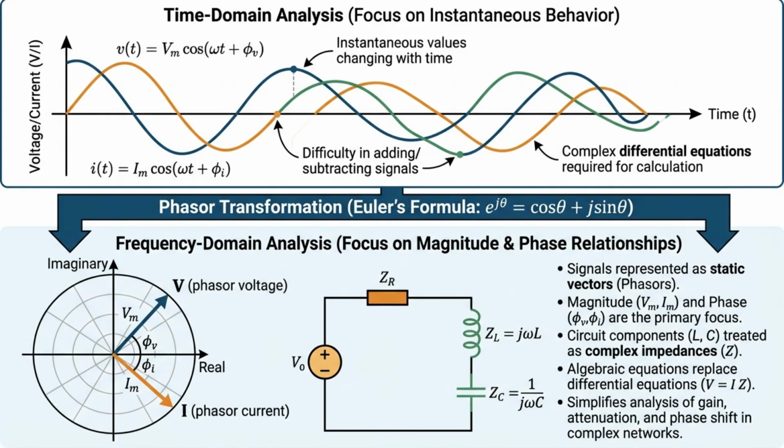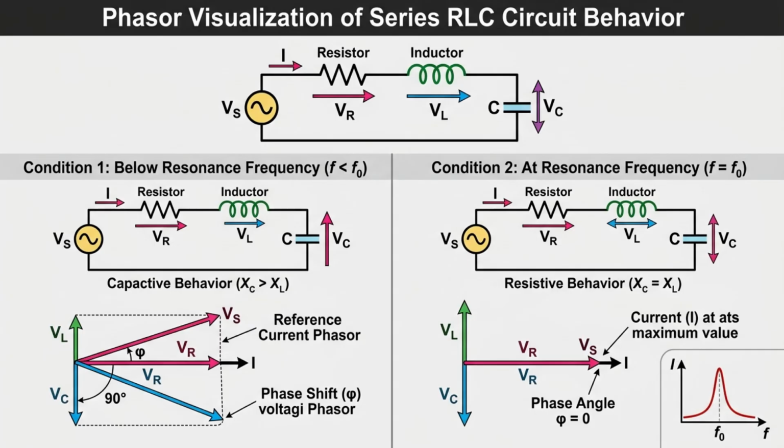It becomes easier to predict how signals propagate through complex networks and how different components affect phase shifts and amplitude changes. Phasors also make it easier to visualize how AC systems behave at a specific frequency, which is critical for understanding resonance, filtering, and signal transmission.